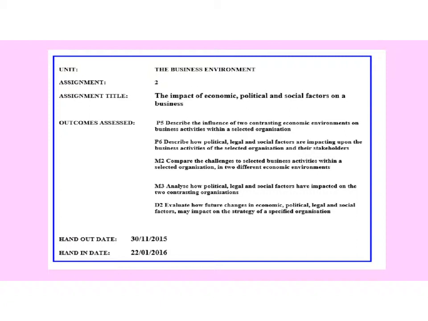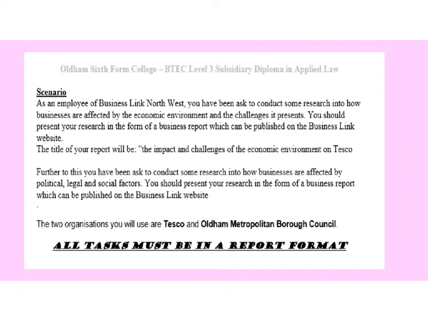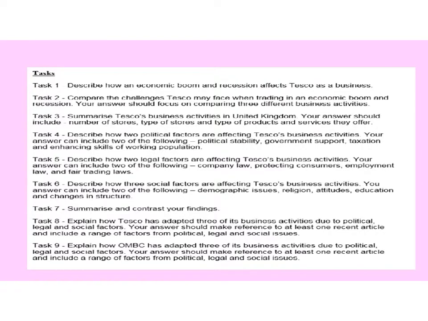So we already started yesterday, P5, so describe the influence of two contrasting economic environments on business activities within a selected organisation. That's your scenario that's on the screen now. And then we are doing at the moment tasks 1 to 3, so that's P5. So we're going to be describing how an economic boom and recession affects Tesco as a business. Compare the challenges Tesco may face when trading in an economic boom and recession. And then your answer should focus on comparing 3 different business activities.